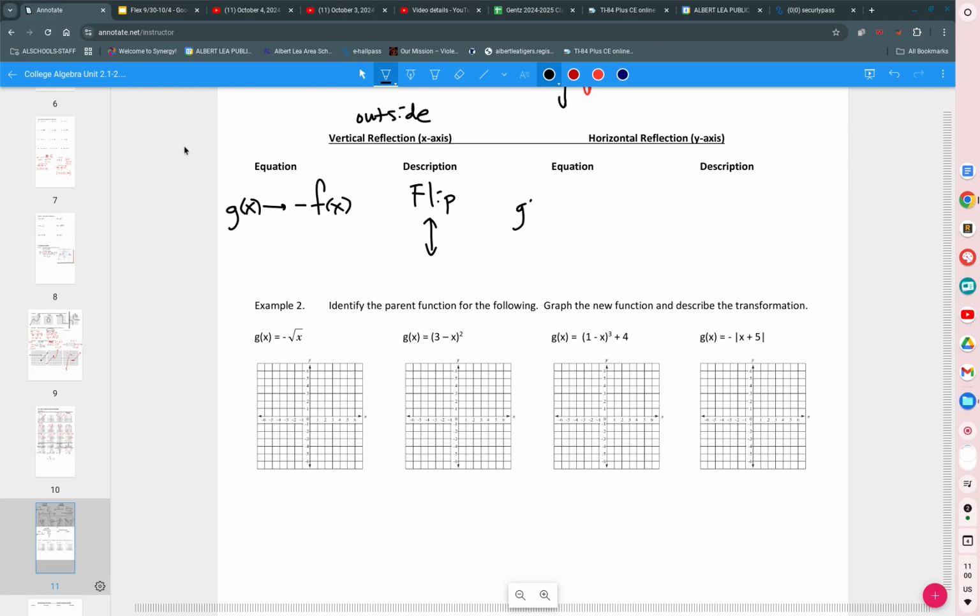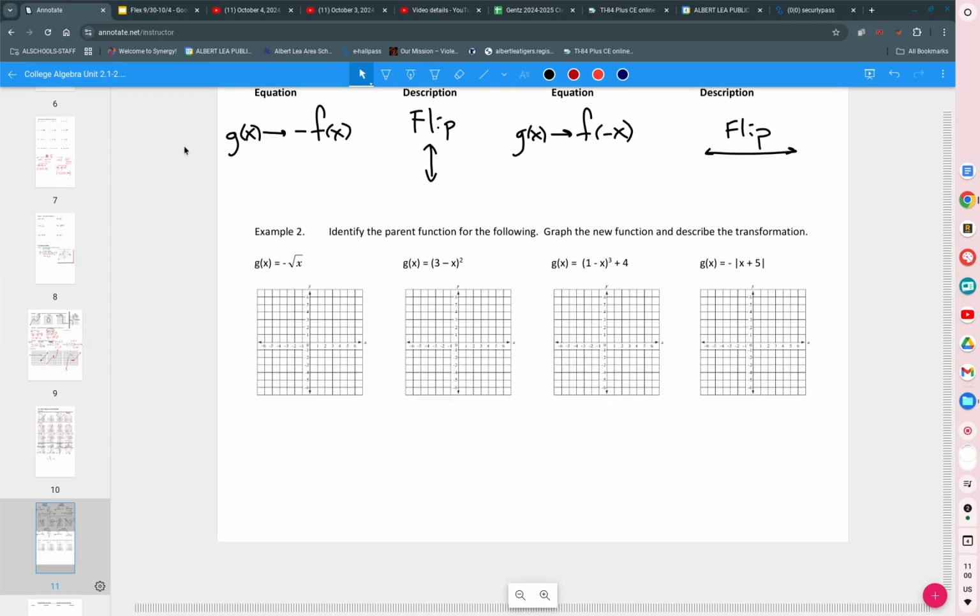Suppose I had g of x changes to f of negative x. Is that on the inside or outside? Inside. And so you can see again, if it's on the inside, it impacts it in a horizontal manner. So that's also going to be a flip, but instead of up and down, it's going to be a flip of left to right. I draw those because every once in a while I have students that can't remember the difference between vertical and horizontal.